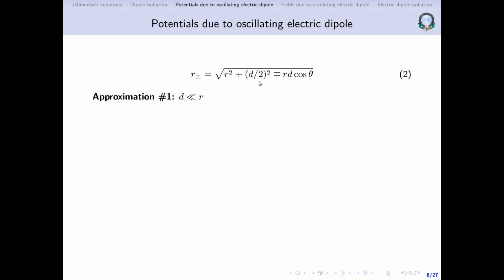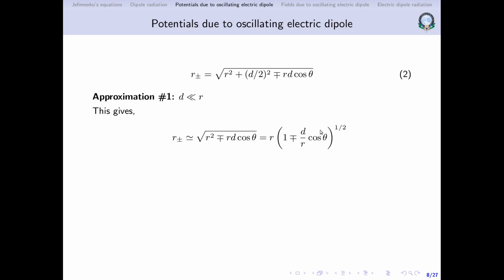Okay, so let's apply the first approximation. The first approximation is that d is very very small compared to r. If d is very very small compared to r, that means d square by 2 is going to be extremely negligible, so we can neglect this term. As a result, r plus or minus will be approximately equal to under root r square minus plus rd cos theta, where we have neglected this term. If I take r square common here, then we'll get 1 here, and here we'll get a d by r. And that r square we can take outside the root, so we'll simply get r. So r into 1 minus plus d by r cos theta to the power half.